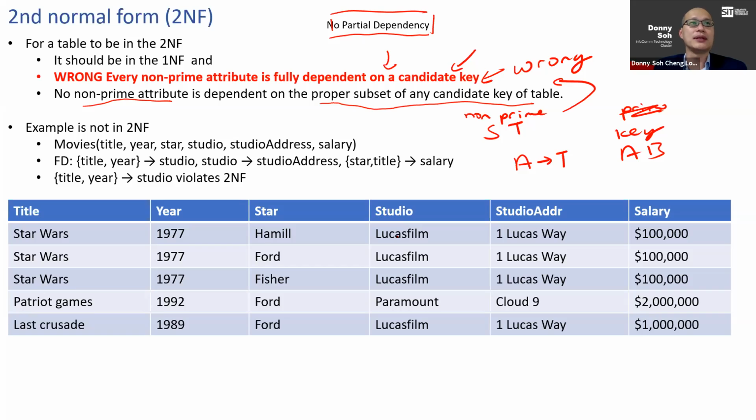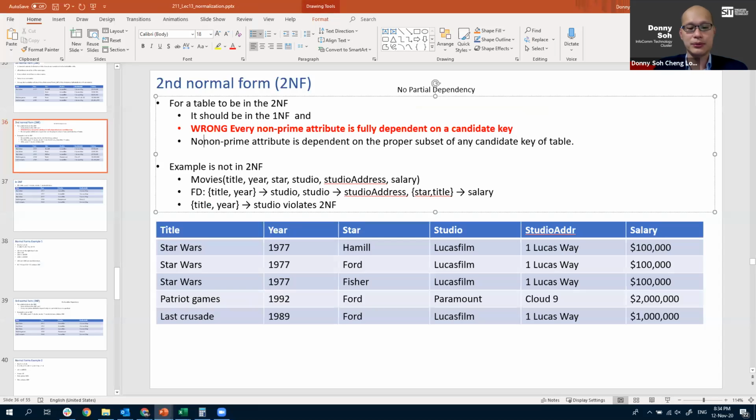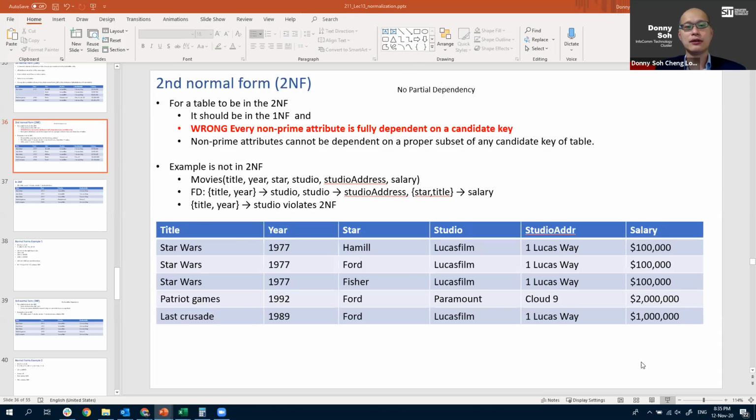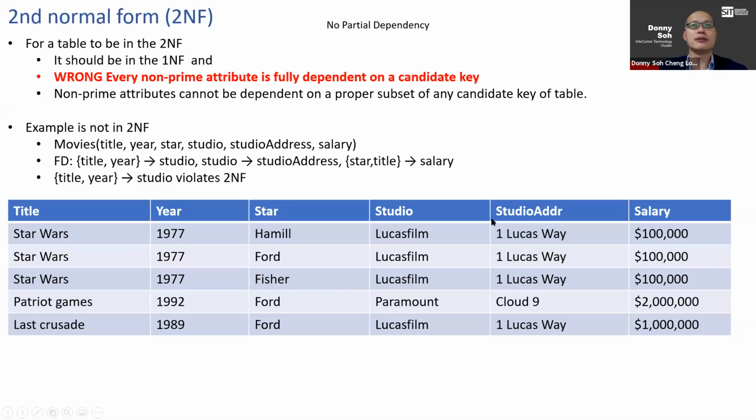So maybe I shouldn't write the double negative. Non-prime attributes cannot be dependent on a proper subset of a candidate key. I think this one is much better. Non-prime attributes cannot be dependent on the proper subset. So this condition by itself will be sufficient already.